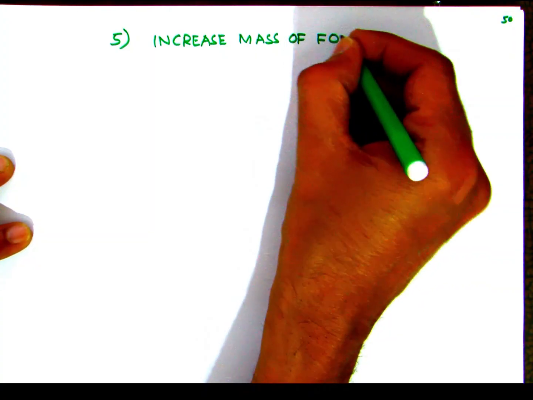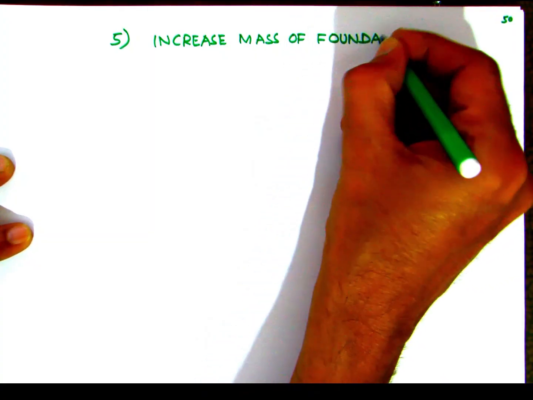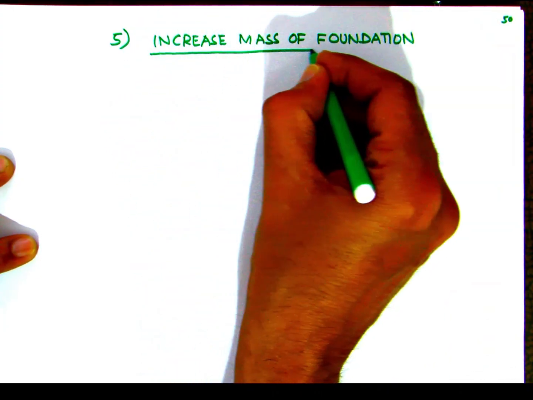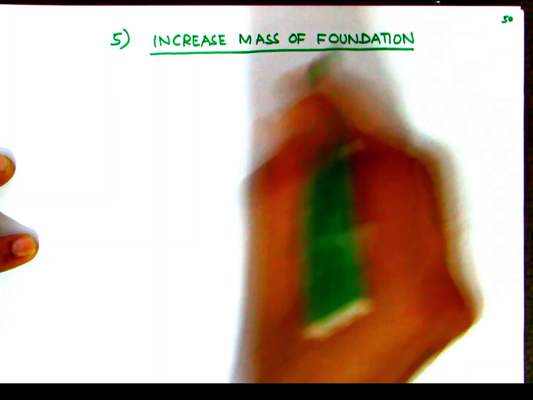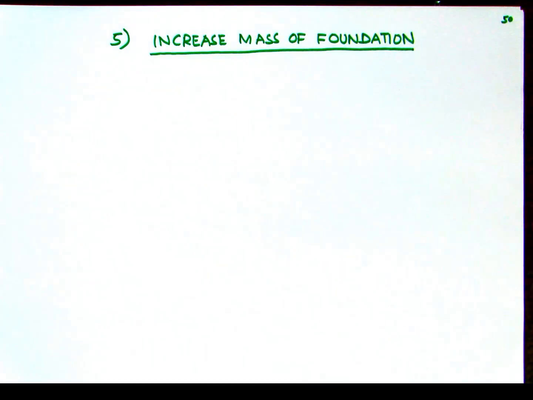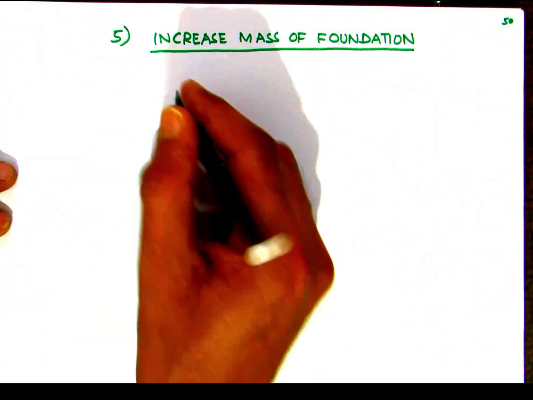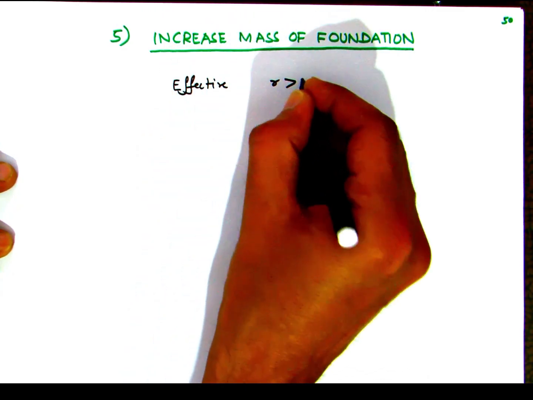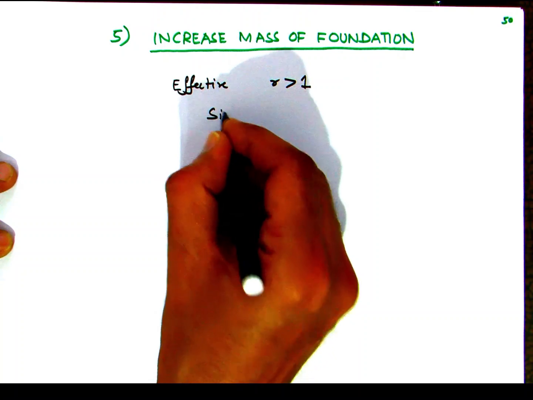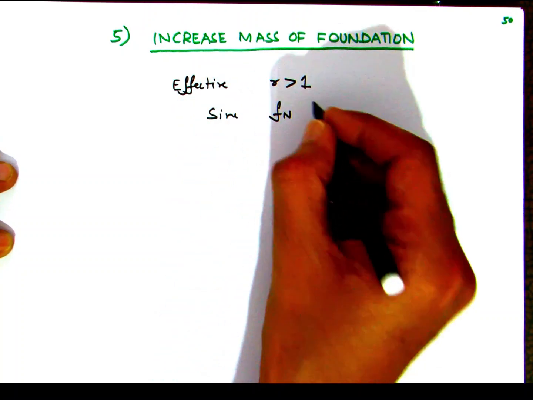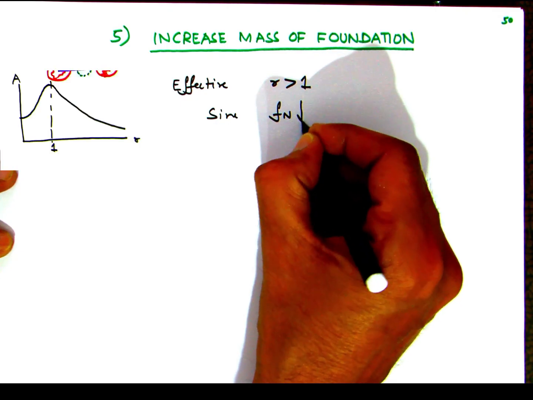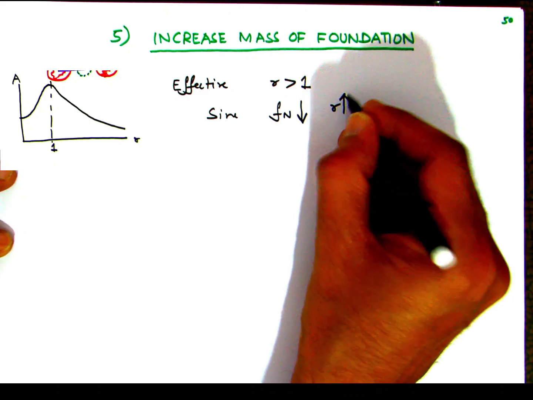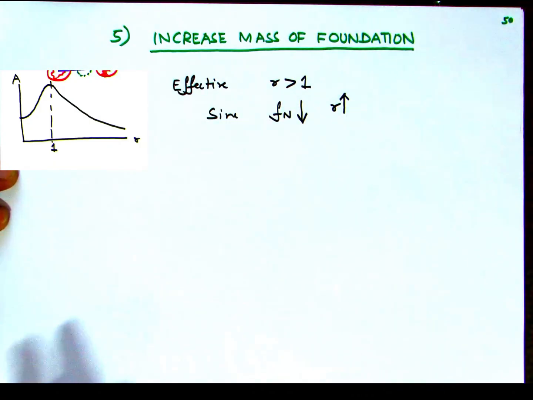The next remedial measure which we are talking about is increase in mass of the foundation block. So as we have already studied, this is effective for the case when the frequency ratio is greater than 1, because this process basically reduces the natural frequency of the soil foundation system. So it increases the value of the frequency ratio R.